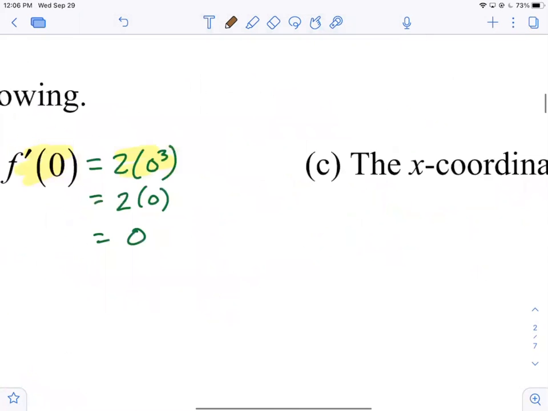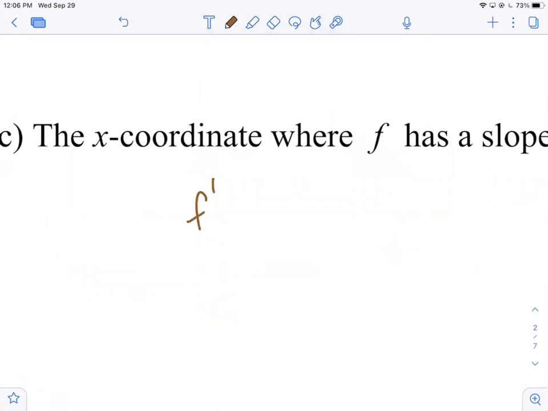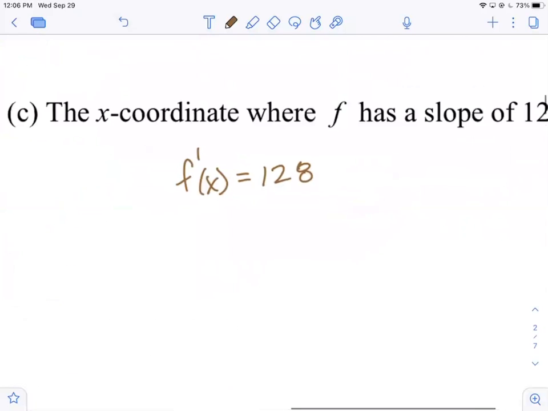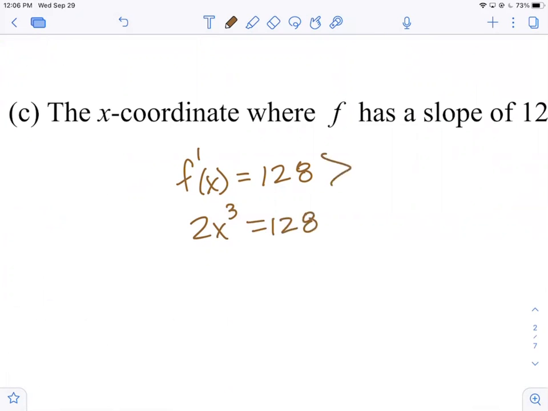Well, let's see. I'm going to say f prime of x. Instead of plugging in for x, I'm going to set it equal to 128. Well, that's going to be 2x cubed equals 128. By the way, in the future, on a free response, you're going to get a check for doing that. You really only need to show one of these to get the check. And if you're only going to show one of them and you're given the equation, it's probably going to be the second one. But you're welcome to show both.